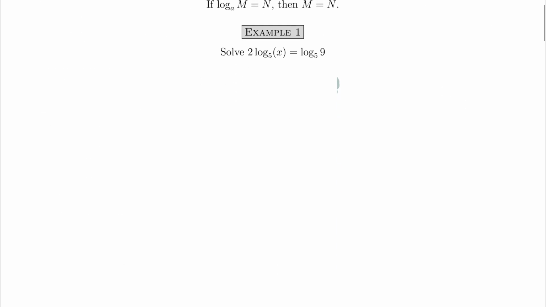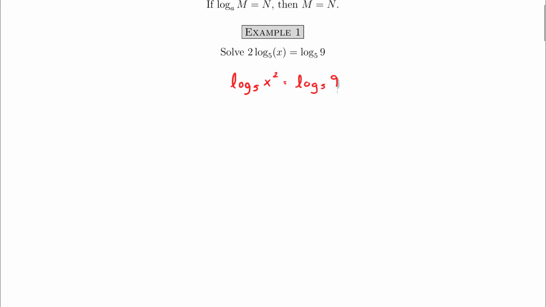The first one, we're asked to solve this logarithmic equation: 2 times log base 5 of x equals log base 5 of 9. Keep in mind one of the things we learned yesterday is how we can interchange the way logarithms are written. On the left-hand side there's a 2 in front of the log base 5 of x, so let's rewrite this as log base 5 of x squared equals log base 5 of 9.